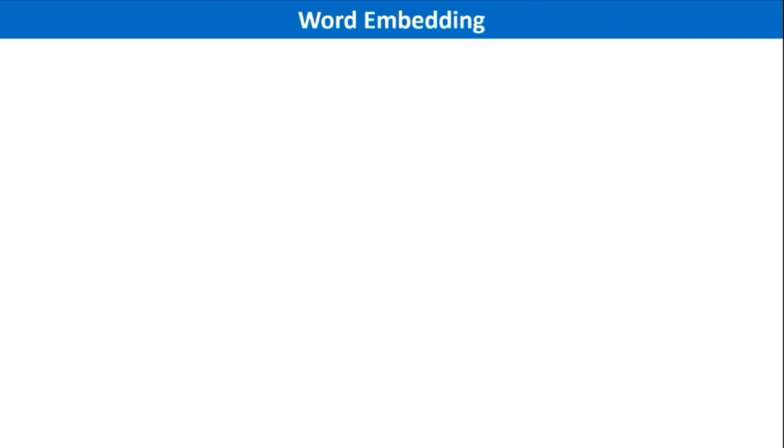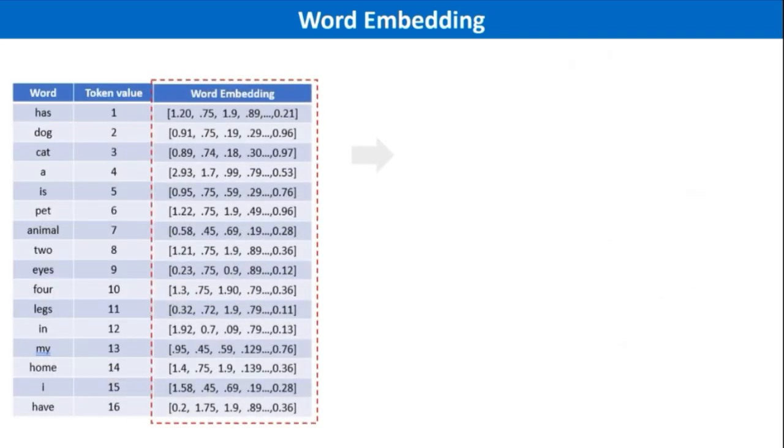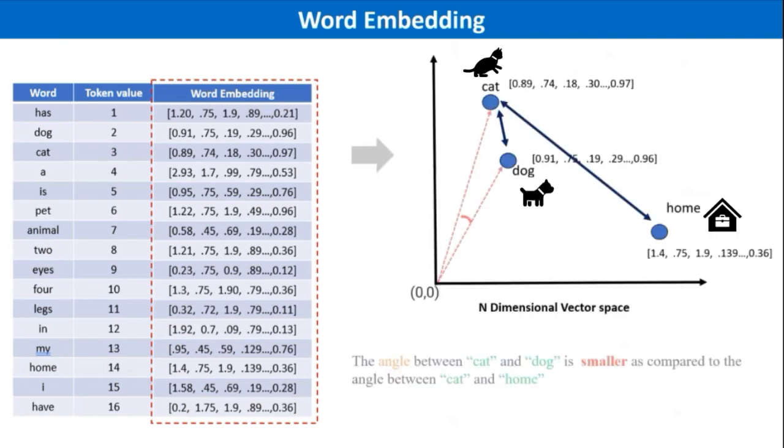Let us plot our word embedding vectors into n-dimensional vector space and try to develop some intuition about its working. We can see that the angle from 0, 0 between cat and dog is smaller than cat and home. Therefore, using this representation and cosine similarity measure, machine learning models will be able to deduce the relationships between cat, dog, and home.